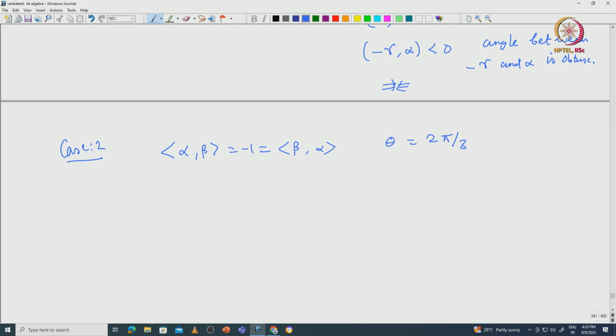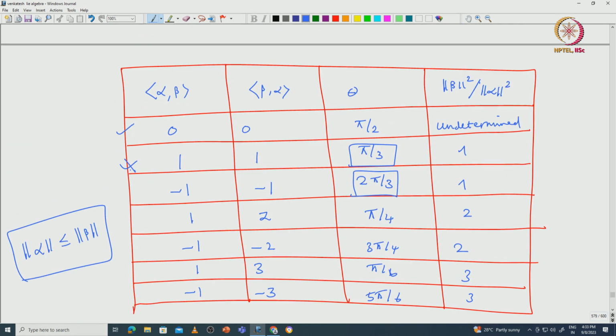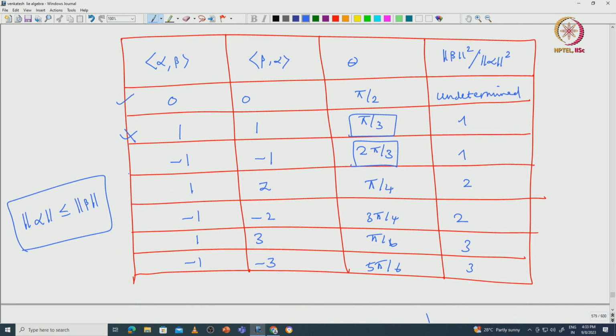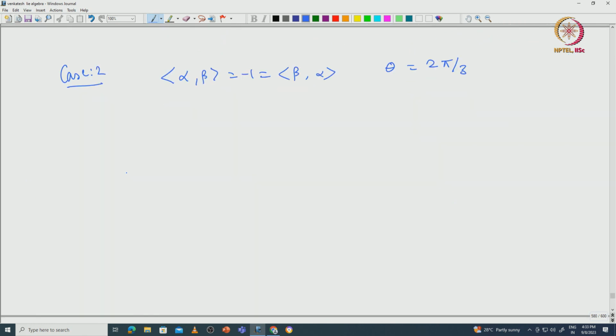So this is the max angle that we are going to have in the second case. So this case will not appear. You can replace beta by minus beta, so that the angle becomes more. So then in this case you can see that this beta alpha is going to be the norm of.